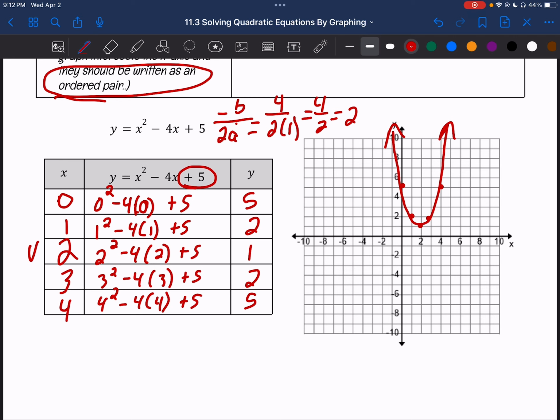Now, where are we intersecting with our x-axis? We are not. So this is no solution. So there are no solutions to this graph. Okay.